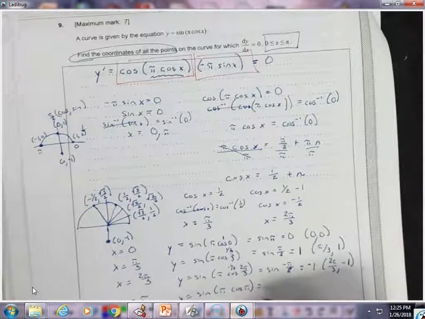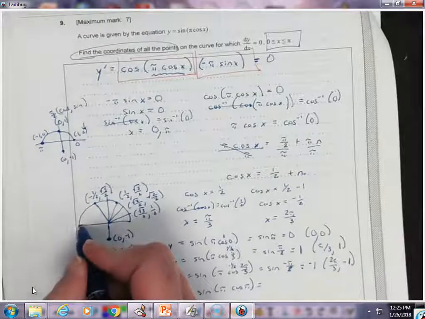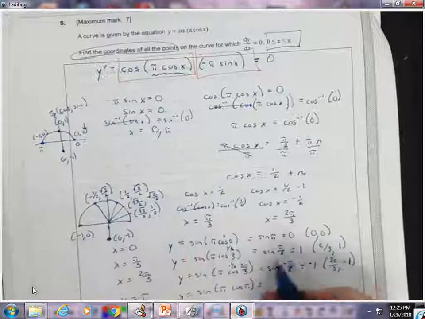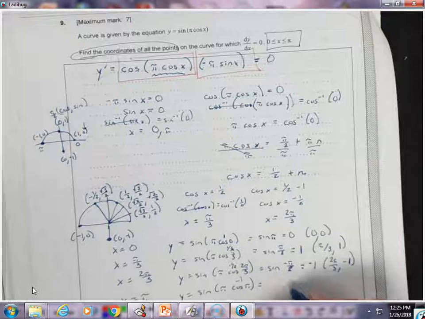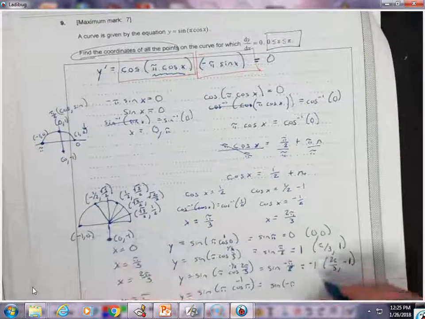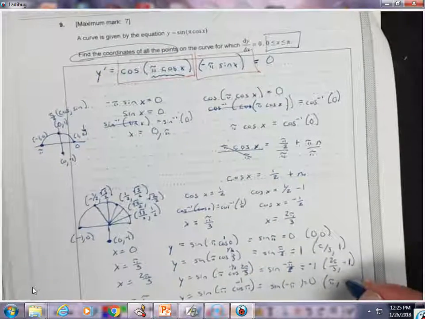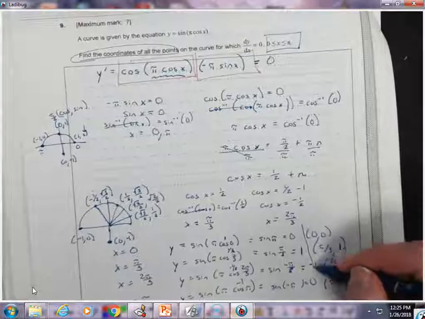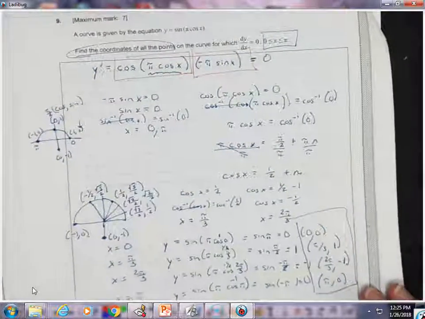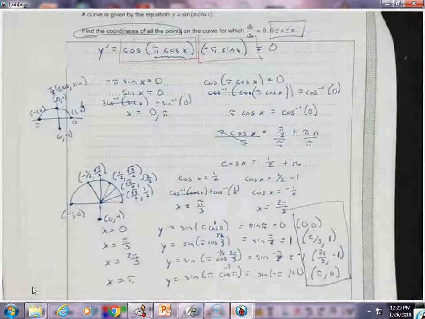Okay, and then we have the cosine of pi. That's right here. Okay, so that's negative 1. So this becomes the sine of negative pi, which is just 0. Okay, so then you have pi comma 0. So these are the 4 coordinates then that would solve this equation.